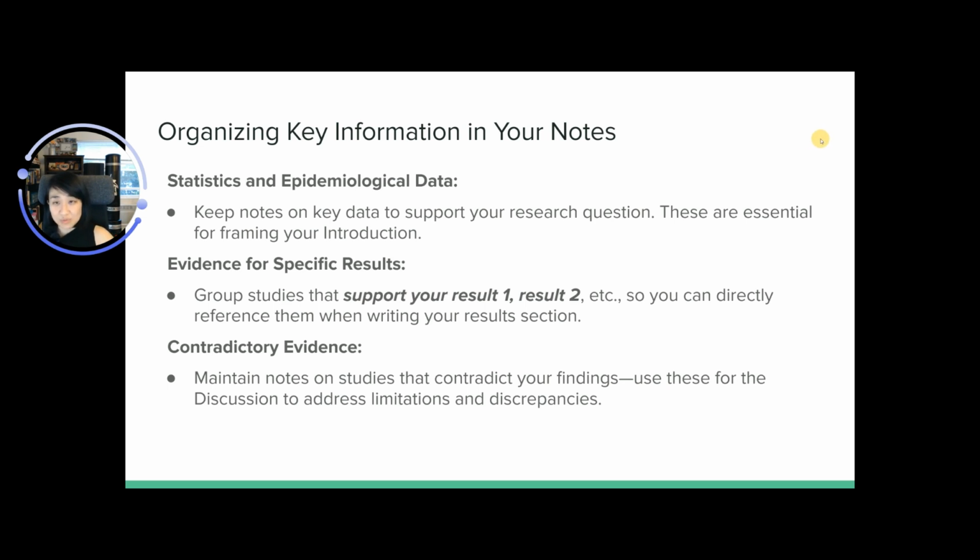into one section. And then I will group things into a section for evidence for specific results. I will group studies that support result one together, and studies that support result two together. That way you can directly reference them when writing your results section or actually discussion section. And then I also organize my notes in terms of contradictory evidence. I'll group the notes on studies that contradict the findings. Again, I use this for the discussion and to address limitations and discrepancies.